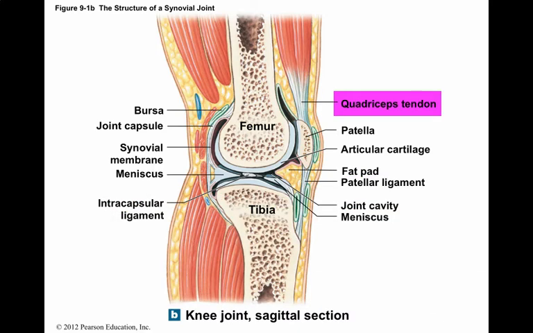Tendons pass across or around a joint. Tendons extend from muscles and attach to bones. They don't limit the joint's range of motion, but they do help to stabilize the joint. For example, tendons of the shoulder help to brace the shoulder joint.